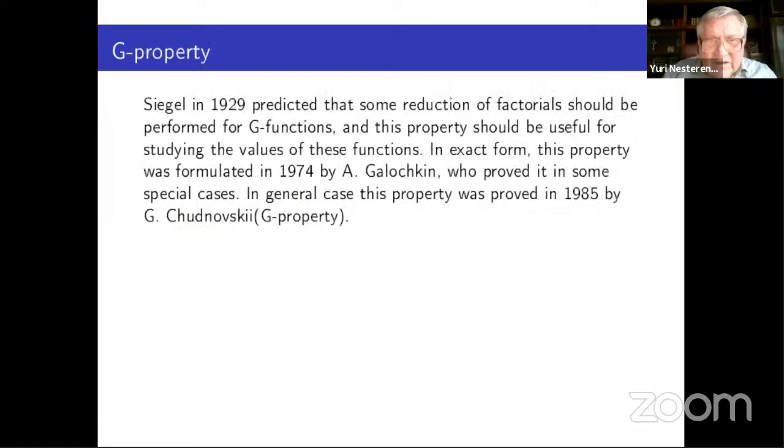Some words about general results. Siegel in 1929 predicted that some reduction of factorials should be performed for G functions, and this property should be useful for studying the values of these functions. In exact form, this property was formulated in 1974 by Galochkin, who proved it in some special cases. In the general case, this property was proved in 1985 by Grigory Chudnovsky. He called it the G property.